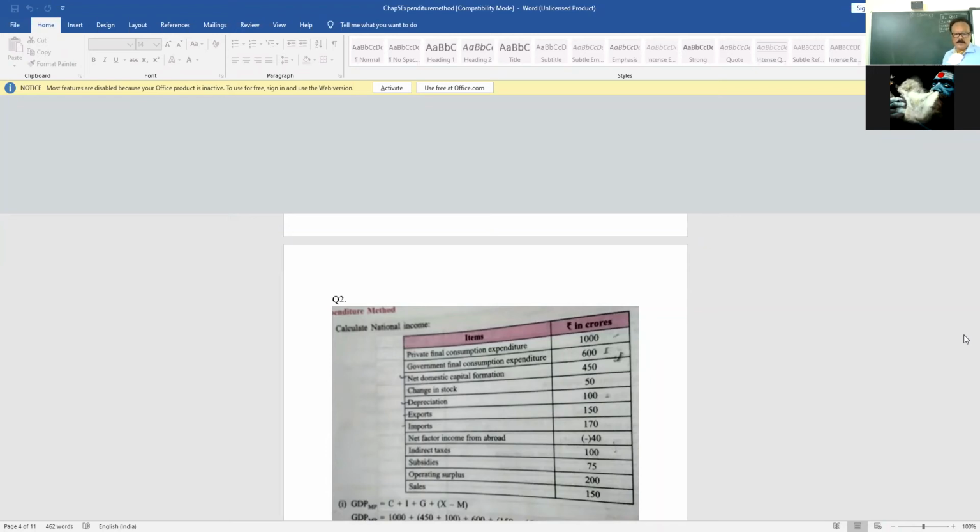The question reads, calculate national income by the expenditure method. Private final consumption expenditure 1000, government final expenditure 600, net domestic capital formation 450, change in stock 50, depreciation 100, exports 150, imports 170, net factor income from abroad minus 40, indirect taxes 100, subsidies 75, operating surplus 200, sales 150. Have you got this question?